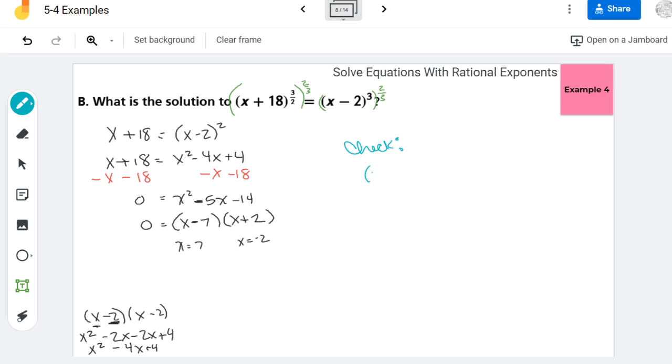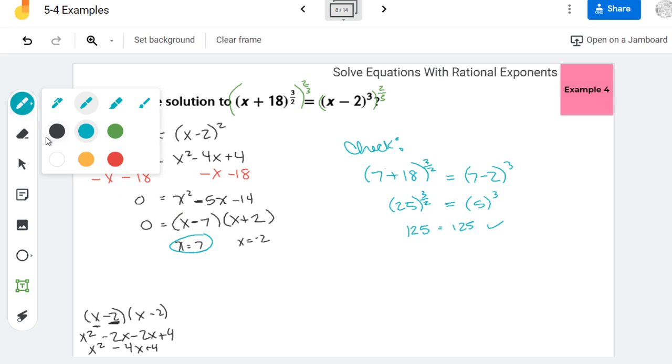All right, so I'm going to start with the 7. So I have 7 plus 18 to the 3 halves equals 7 minus 2 cubed. So 7 and 18 makes 25, and 7 minus 2 makes 5. Now the trick with these fractional exponents is I usually do whatever root is on the bottom and then raise it to that exponent. So the square root of 25 is 5, and if I cube it, I get 125. And here, 5 cubed is 125. All right, so x equals 7 is a solution.